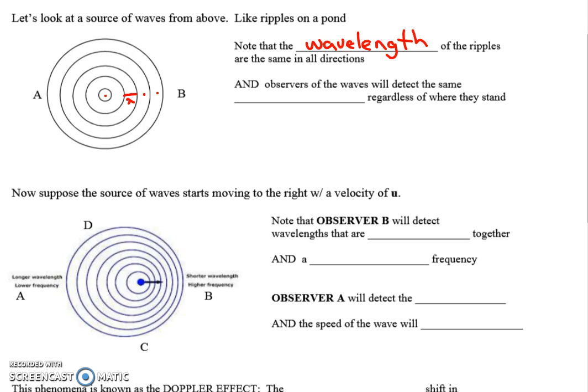And if you're an observer, whether you're at point A or point B or anywhere else in that field, you would detect the same frequency regardless of where you stand. So if I'm standing right here at B and I have something hitting me, ba-dum, ba-dum, ba-dum, ba-dum, ba-dum, it would be a regular frequency depending on the source and the medium through which it travels.